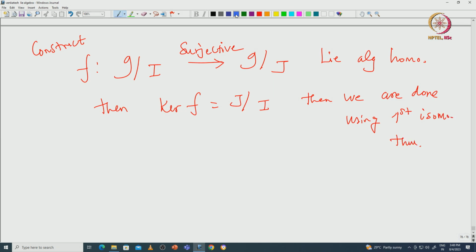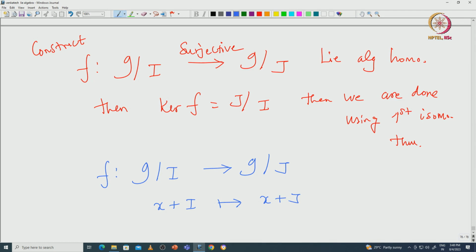Okay. So, that is what we will do. So, then how do you construct f? There is a natural map, that is what you take. You take G modulo I to G modulo J. So, what is the map? Here it is x plus I, you just simply send it to x plus J.